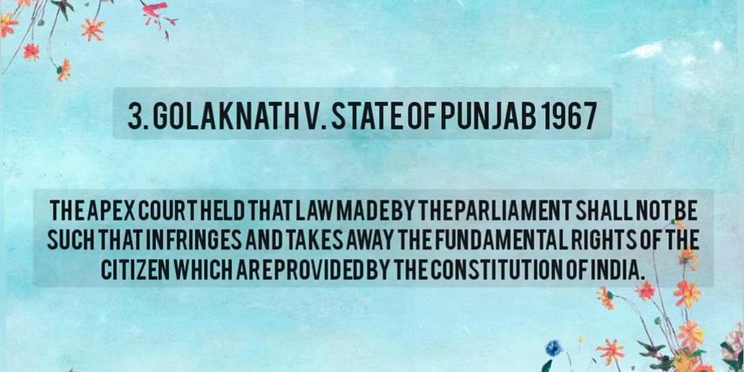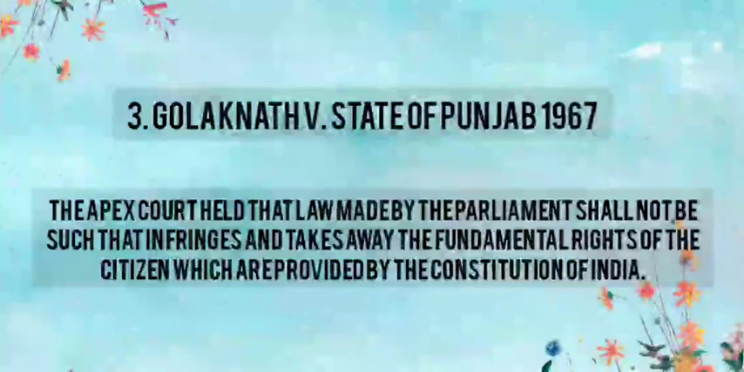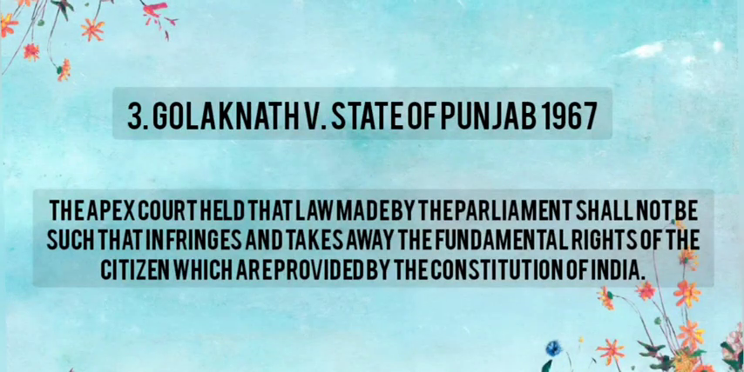3. Golaknath v. State of Punjab, 1967. The Apex Court held that a law made by the Parliament shall not be such that it infringes and takes away the fundamental rights of the citizen which are provided by the Constitution of India.